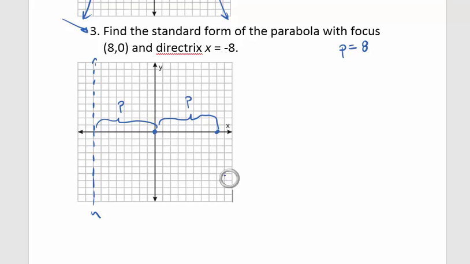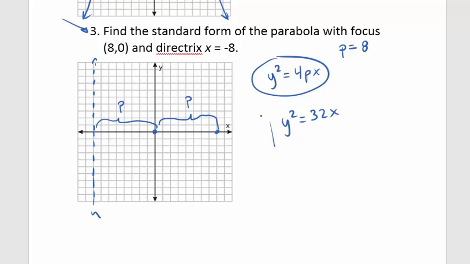So that's a y squared parabola. And if it's opening to the right, we know it's positive. We also know it's positive because P was positive. The distance we traveled from the vertex out to our focus was in a positive direction. That tells us our equation is going to be positive. So let's look at our standard form here. It's going to be y squared is equal to 4px. It's the standard form of a parabola opening to the right. I know that P is 8, so I'm just going to plug that in there. And so I'll get that y squared is equal to 32x. And there's the equation of this parabola opening to the right.